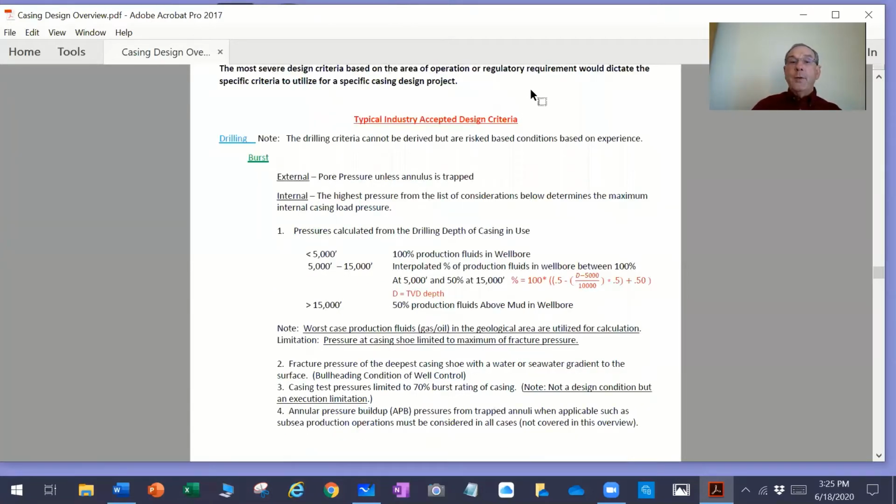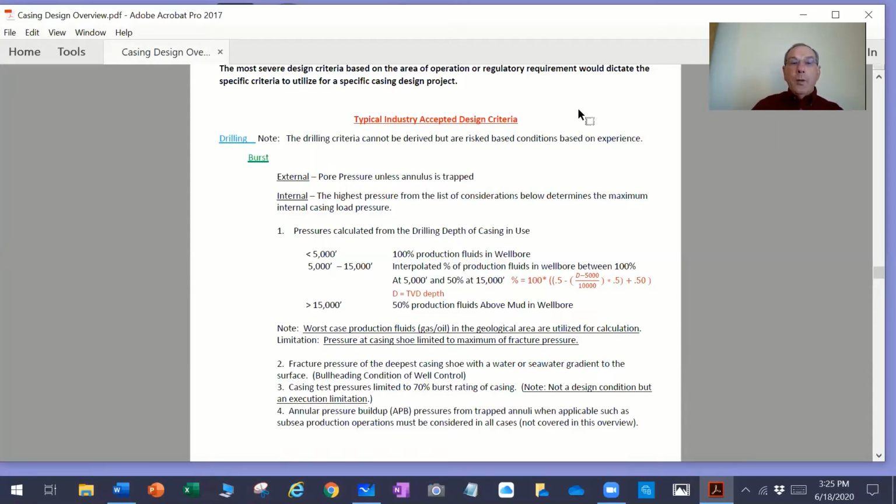I'm just going to give you some typical industry accepted design criteria. I'm not advocating this criteria, but the criteria comes from long use by the industry, experience based, and they're pretty severe conditions that work for our industry. Let's just say that's the way we do it. So it's based on long use of experience that works.